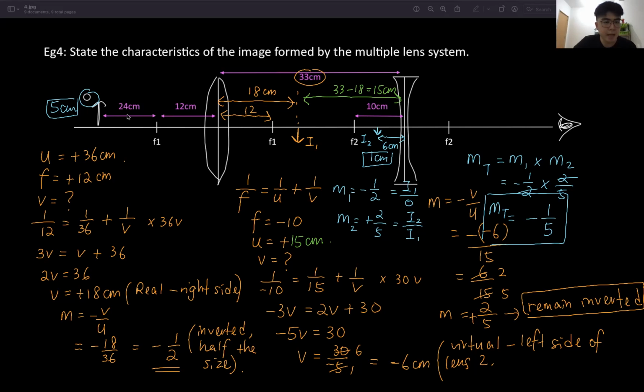Teacher, can you explain again? F is negative, but U is negative. You mean, like, when is the scenario when U is negative? U is positive. F is negative. Which part? You mean F is negative, but U is positive?